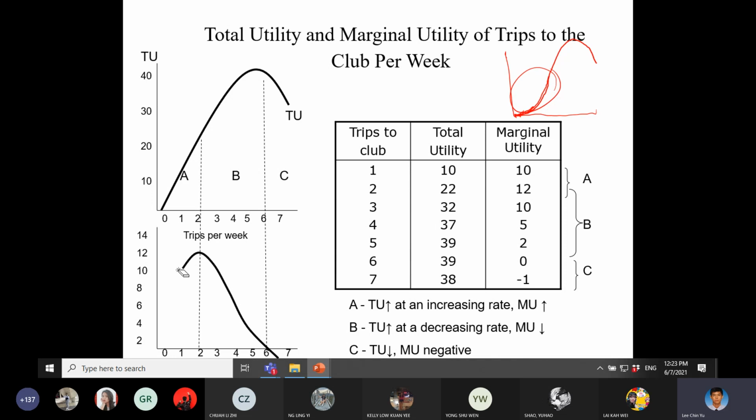Your marginal utility will be increasing, and then you have diminishing marginal utility. If your total utility reaches the maximum point, your marginal utility becomes 0. If your total utility decreases, your marginal utility will be negative. The value will be negative.